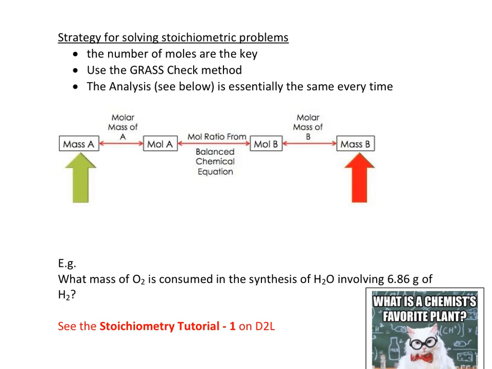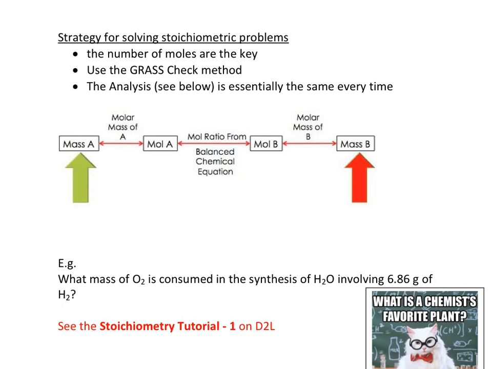But the nice thing about solving stoichiometric problems is that it's the same approach every time. And so, as I said, the number of moles are key. And we're going to use the grass check method, and you will see that when you take a look at the example problem in the tutorial on D2L. But I just want to quickly highlight the steps involved in solving a problem like this.